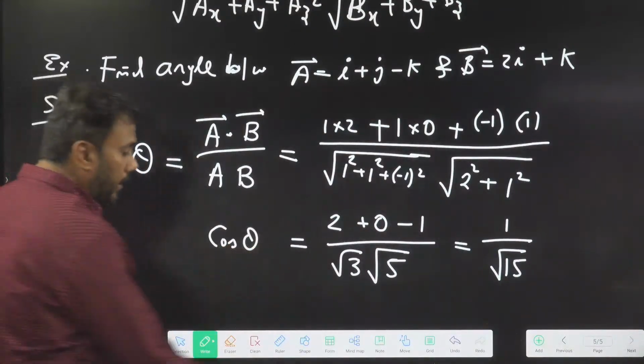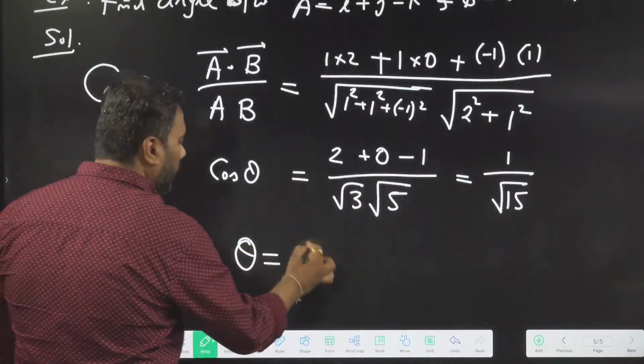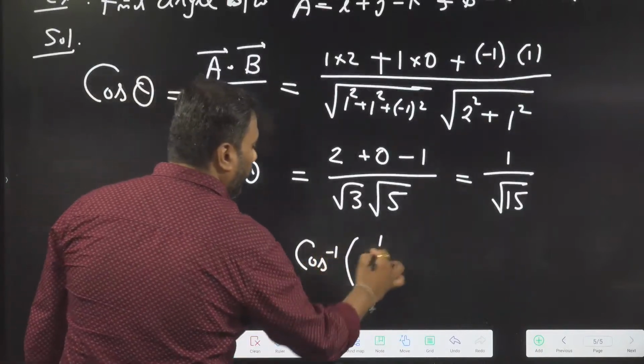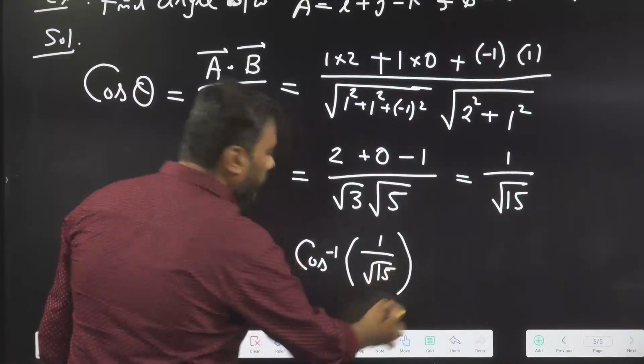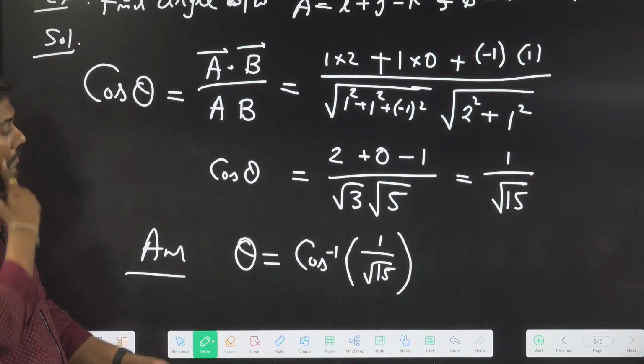If I know cos theta, then I will also know theta. Theta is cos inverse 1 upon root 15. So this will be our answer. Remember?